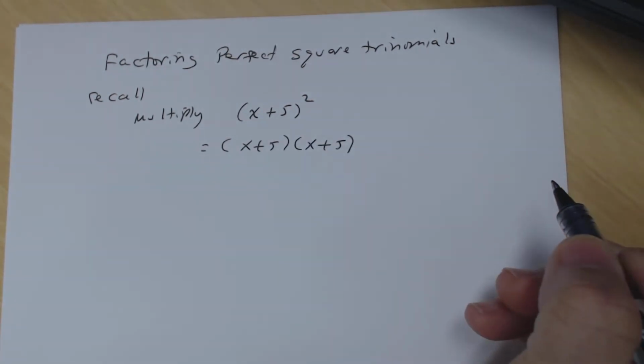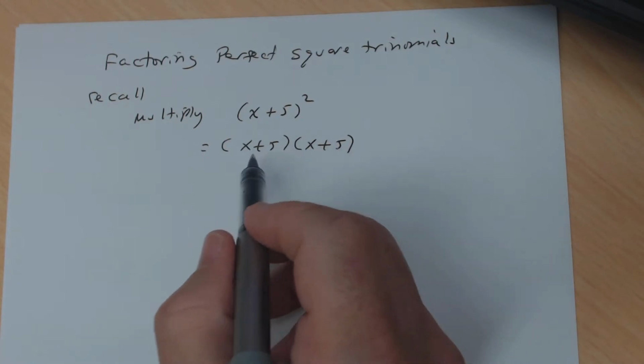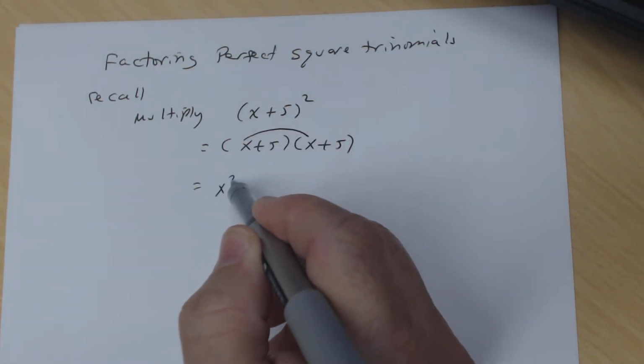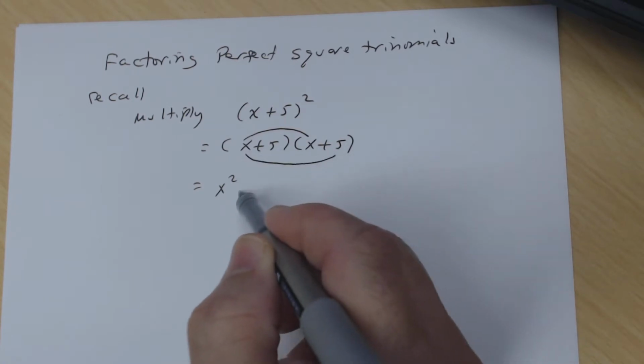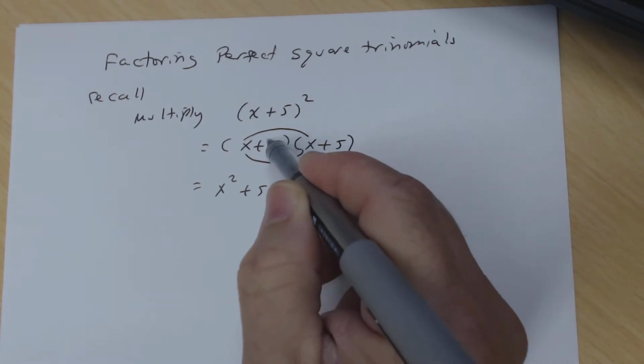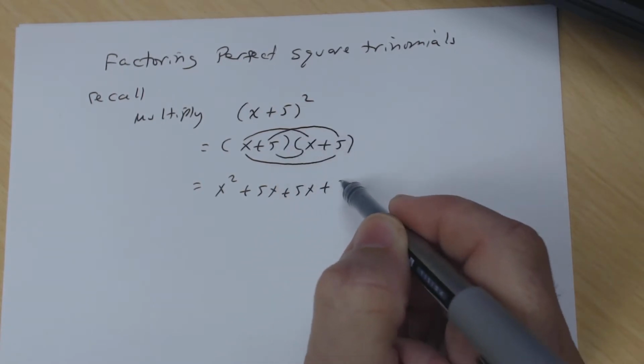That's what that means. And then if I use the FOIL method on this, I get x times x, which is x squared. The outer is 5x. The inner is 5x. And the last is plus 25.